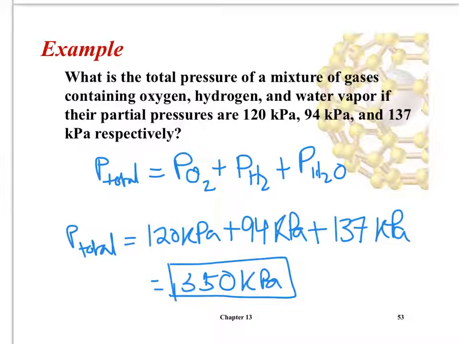Now, this is pretty simple, it's just addition. What are some other things I could do to make it a little bit harder? I could give you the partial pressures in different units. You have to convert them before you add them up. Or I could give you the total pressure, maybe the partial pressure of oxygen and hydrogen, and then ask you what is the partial pressure of water vapor, so you have to subtract. The last thing I could do is tell you, for example, oxygen makes up 20% of air, and the total pressure of air is, let's say, 101.3 kPa.